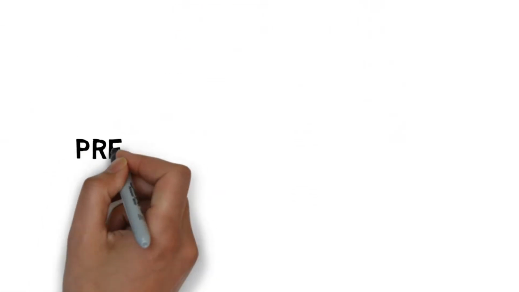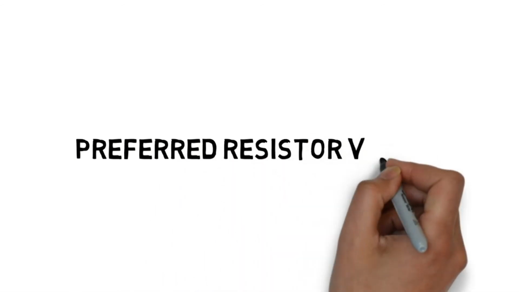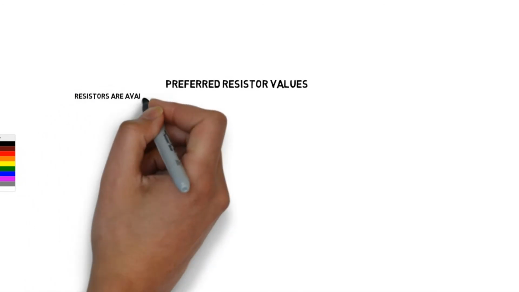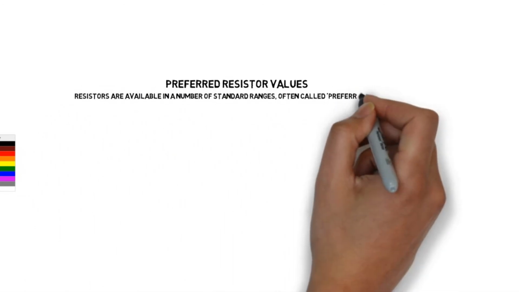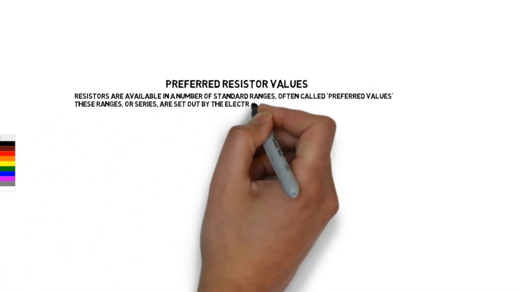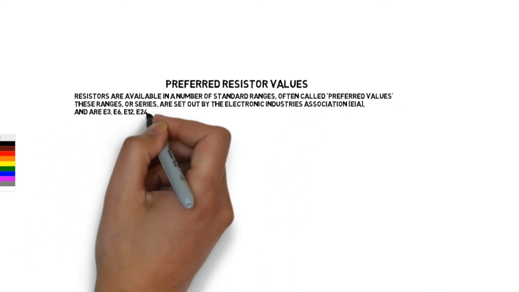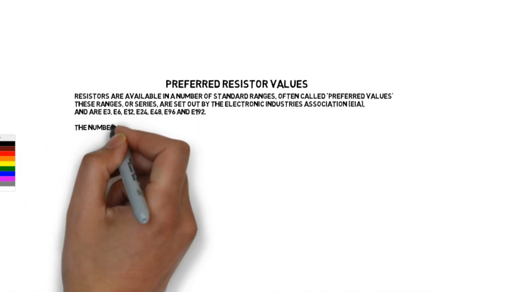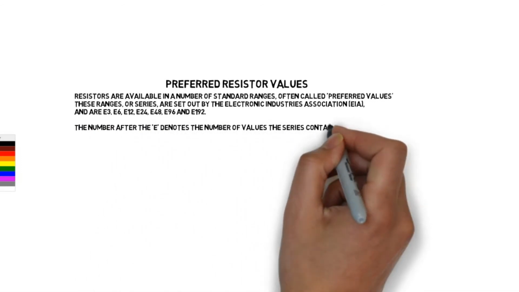Now we discuss about preferred resistor values. Resistors are available in a number of standard ranges, often called preferred values. These ranges, or series, are set out by the Electronic Industries Association, EIA, and are E3, E6, E12, E24, E48, E96 and E192. The number after the E denotes the number of values the series contains per decade.